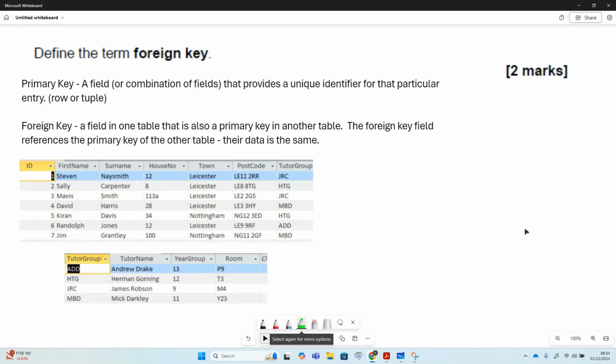Now this is just another definition video about databases. So looking at defining the term foreign key. There's two definitions here that we've got.